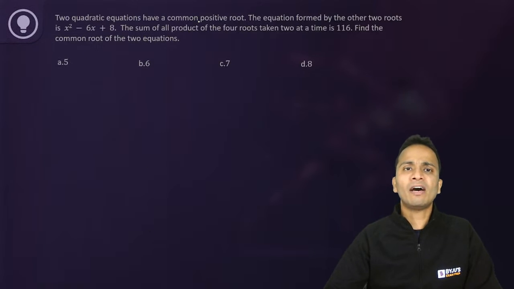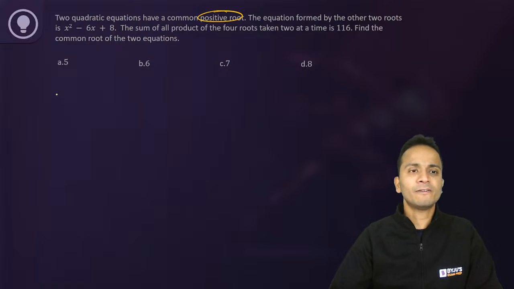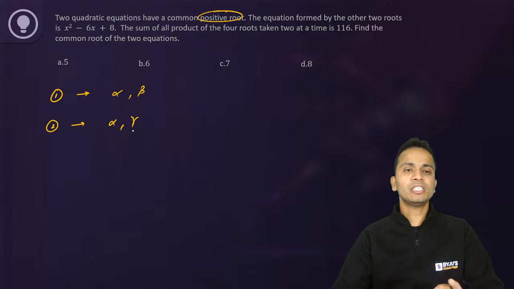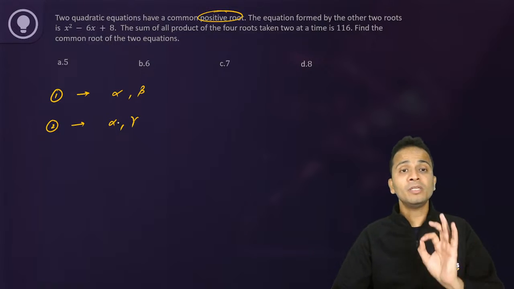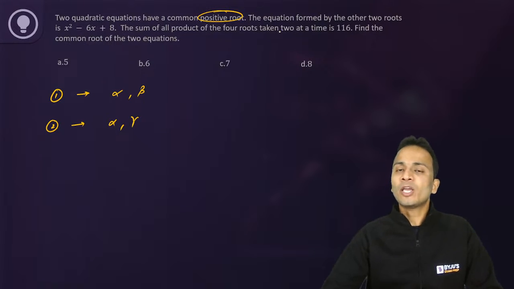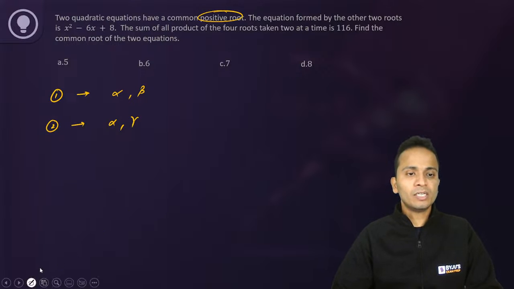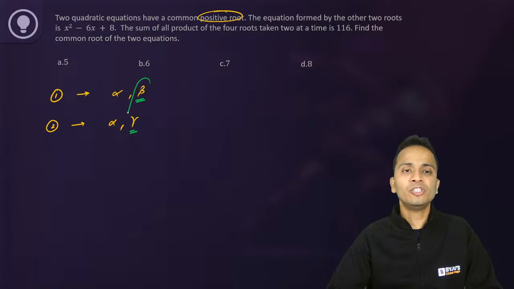Two quadratic equations have a common positive root. So let's say the first quadratic equation has the roots as alpha and beta, and second quadratic equation has the roots as alpha and gamma. Okay, so these are the roots of two equations where alpha is the common positive root. The equation formed by the other two roots, so other two roots which are not equal, that means beta and gamma. The equation formed by these two roots is x square minus 6x plus 8 equal to 0.